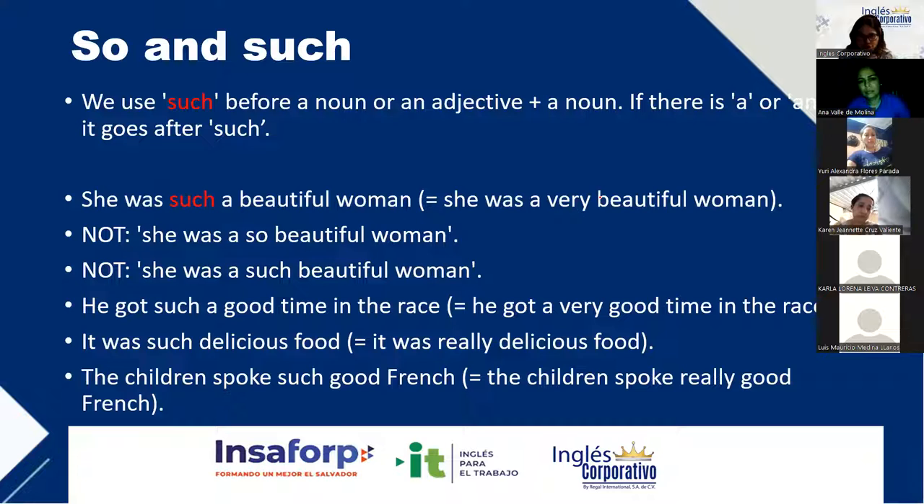Now let's talk about "such". We use "such" before a noun or an adjective. Check it. We said "so" goes before an adjective or an adverb, but "such" goes before a noun or an adjective plus noun. For example, you say a beautiful woman, a handsome man, a beautiful cat, a cute baby. It's always adjective and noun, not only adjective. I need "so" before the adjective alone, but I need "such" before adjective plus noun.